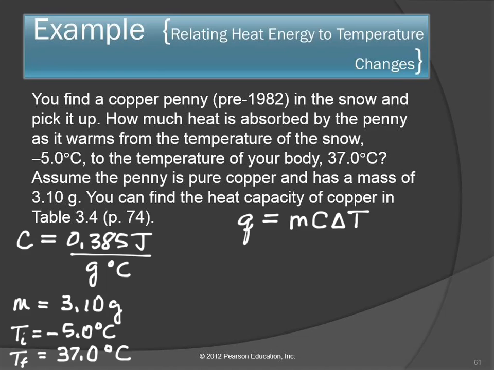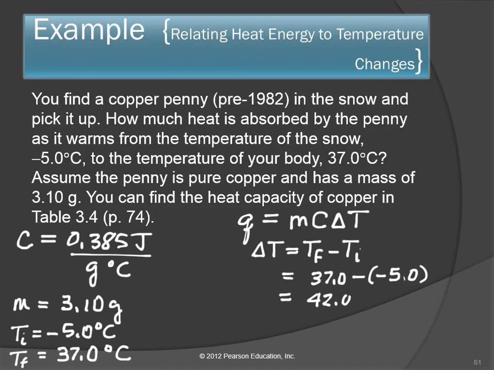So that still doesn't give us delta T, though, does it? We need to remember that delta T is T final minus T initial. So delta T equals the final temperature, 37, minus the initial temperature. Be careful with that negative sign there. So we're going to get 42.0 degrees Celsius is the change in temperature. Started out 5 degrees below zero and went to 37 above.